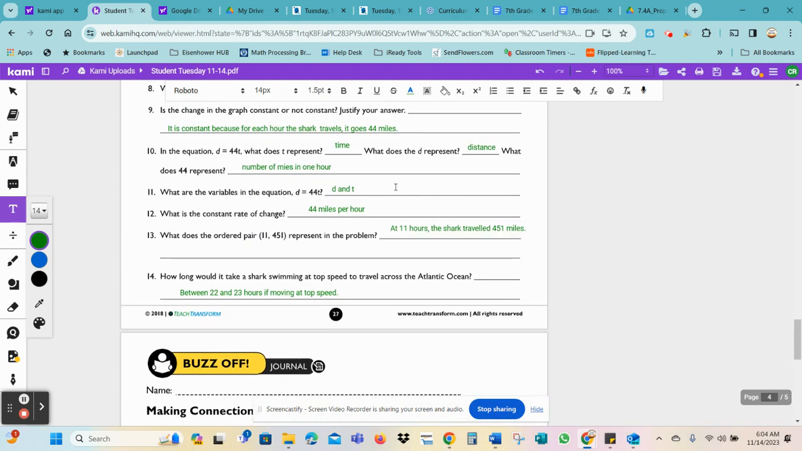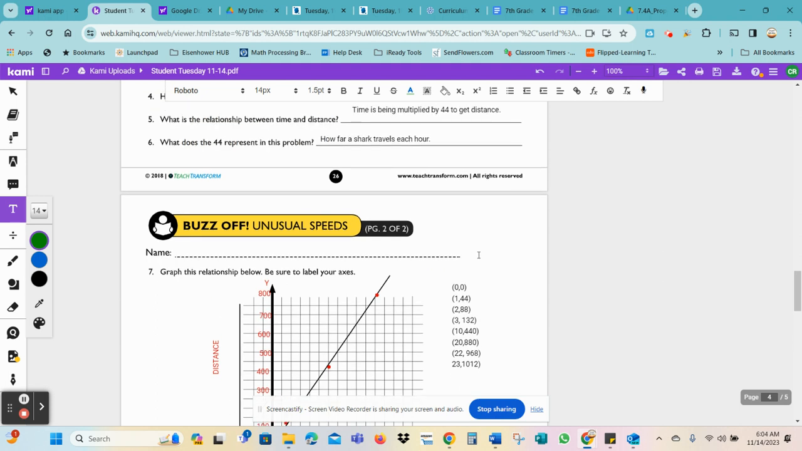Alright, make sure that this gets going into your math journal. Hold all of these papers, put it in your math journal, fold that up, make a pocket of paper, and then we will be continuing on this lesson for Wednesday.